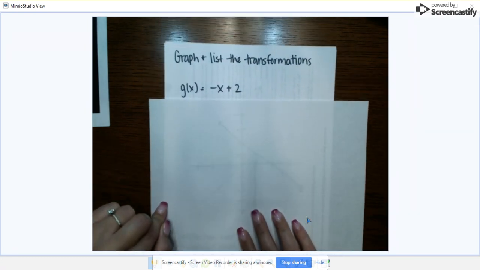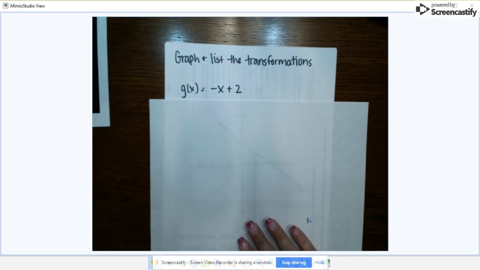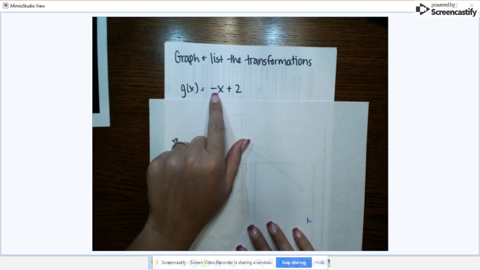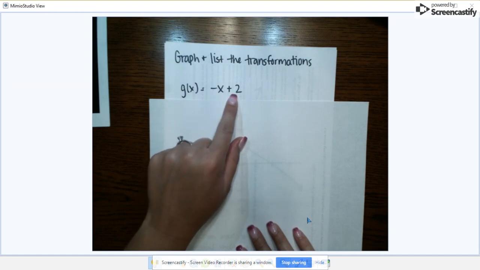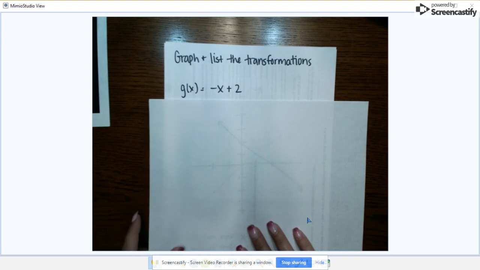So here is an equation we want to graph and then list the transformations of this function. So just looking at our equation, this minus, remember, is a reflection over the x-axis, and then the plus 2 is going to be a vertical translation.